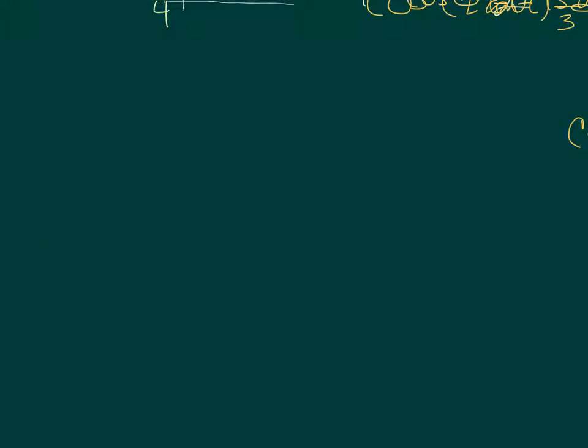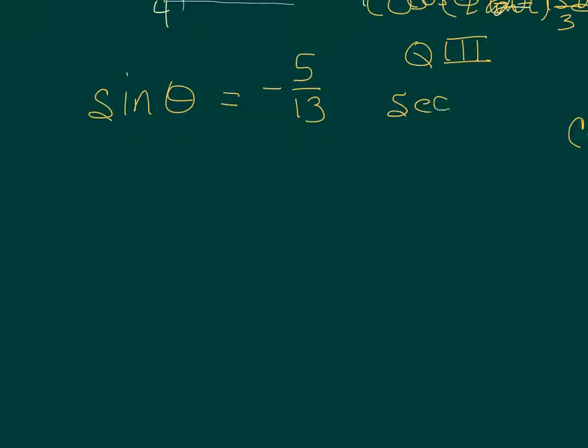All right, let's let the sine of theta be negative 5/13, and then we are in quadrant 3. I want to find the secant and the tangent using identities. The secant is negative and the tangent is positive. The secant's going to be negative and the tangent's going to be positive because we're in quadrant 3.